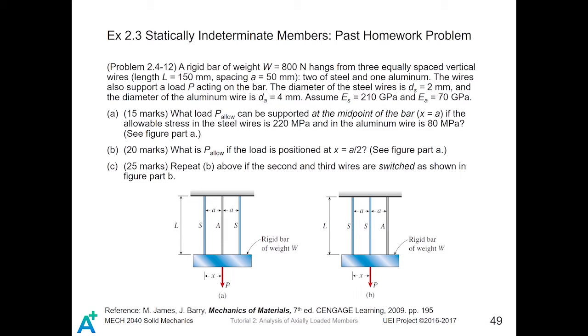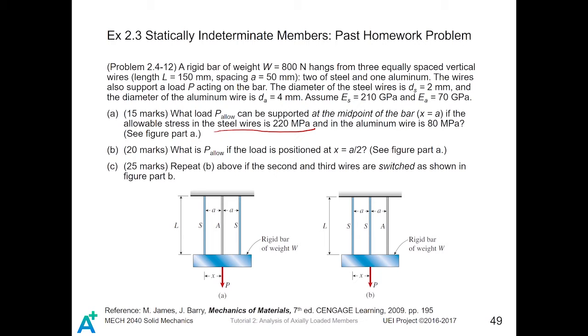It is given that the Young's modulus of steel is 210 gigapascals, while the Young's modulus of aluminum is 70 gigapascals. Firstly, we consider if the load is located in the middle, what load can be supported if the allowable stress in the steel wires is 220 megapascals and that of the aluminum wire is 80 megapascals.